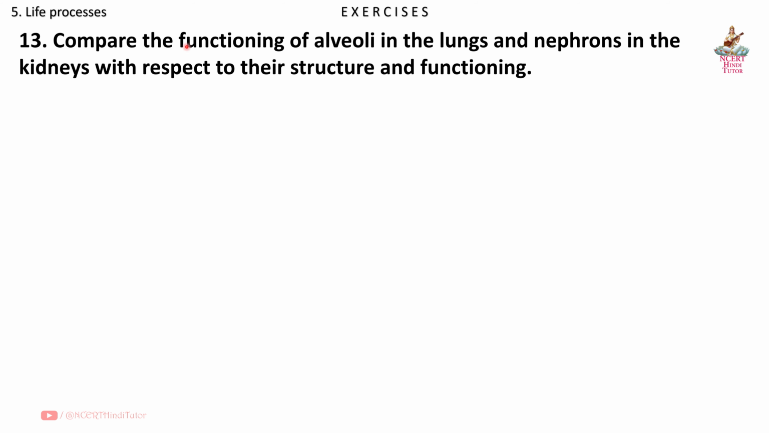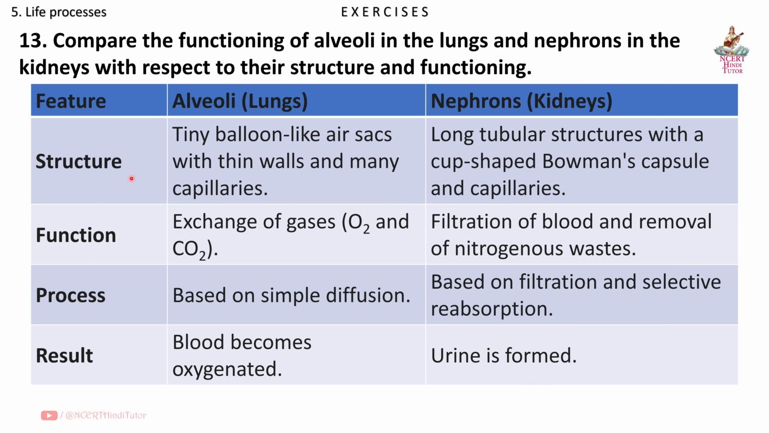Question 13. Compare the functioning of alveoli in the lungs and nephrons in the kidneys with respect to their structure and functioning. Answer. Structure: alveoli, lungs, tiny balloon-like air sacs with thin walls and many capillaries. Nephrons, kidneys, long tubular structures with a cup-shaped Bowman's capsule and capillaries. Function: alveoli, exchange of gases O2 and CO2. Nephrons, filtration of blood and removal of nitrogenous waste.